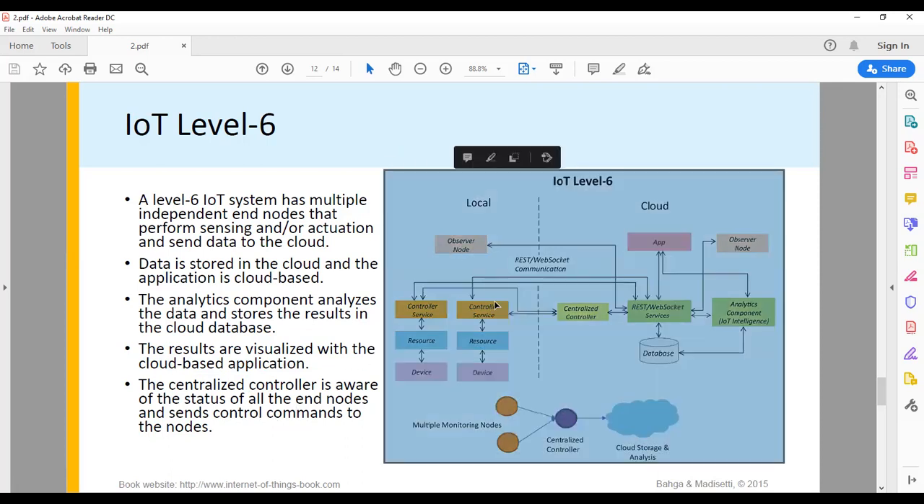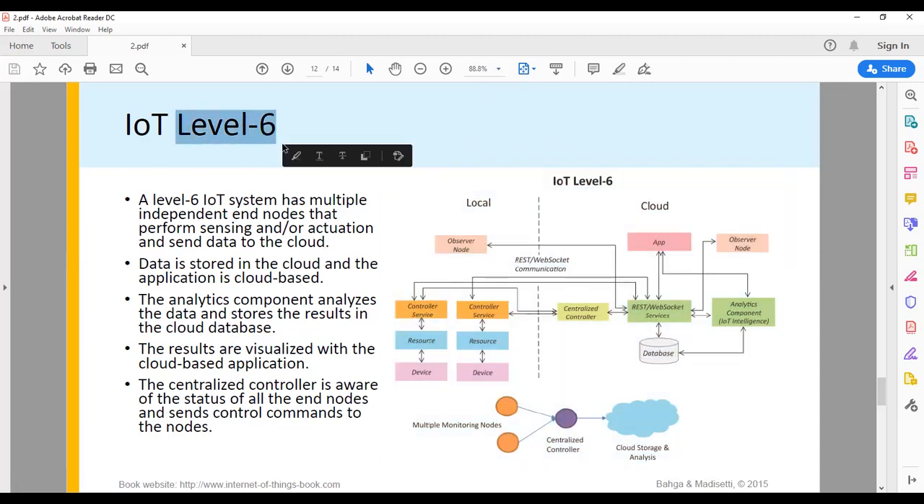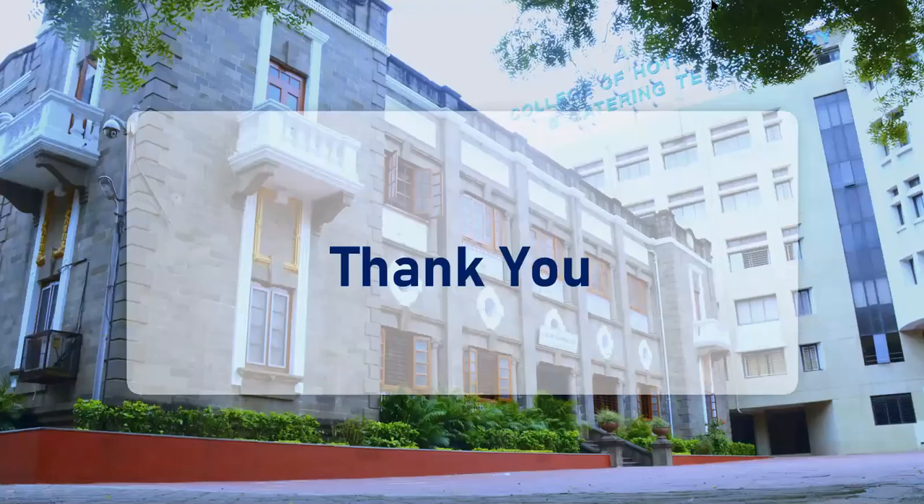I hope you understand these levels. So there are a total of 6 levels. The very first basic level is level 1, and the highest upgraded level is level 6. I hope you understand all these 6 levels for deployment of IoT devices.